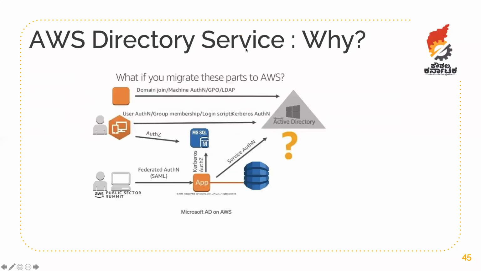So let's have a look. A user logs in via Kerberos or the authn or the group membership to Microsoft Active Directory. And based on the authentication, they can log in to their application or to MS SQL. And the app, either they can connect with DynamoDB or they can connect with Microsoft Active Directory to have the access control for that particular app.